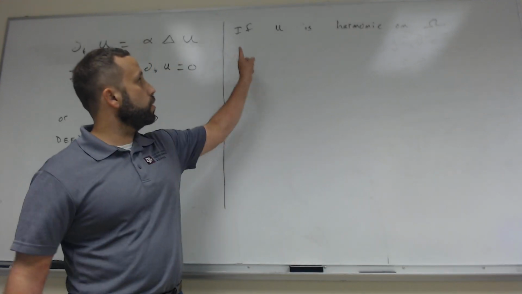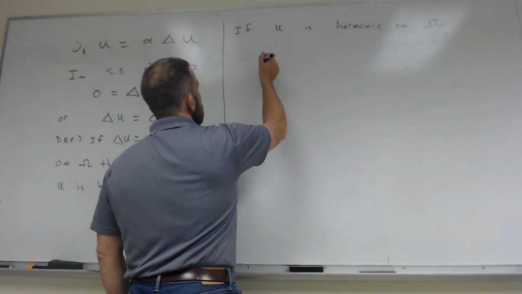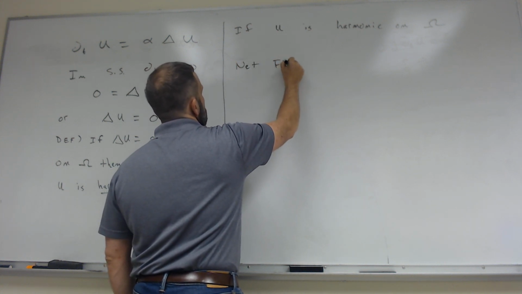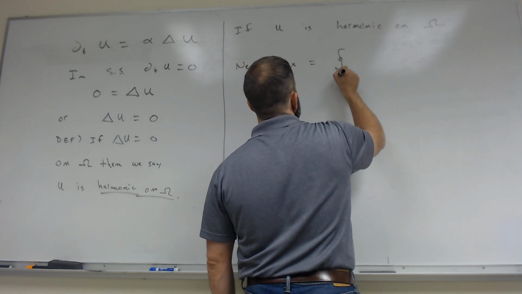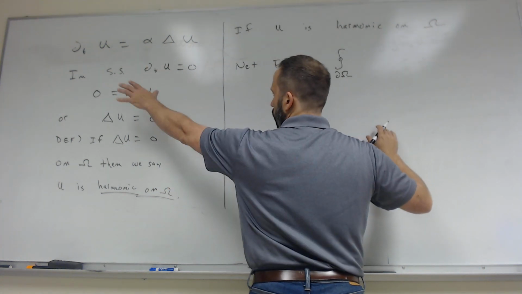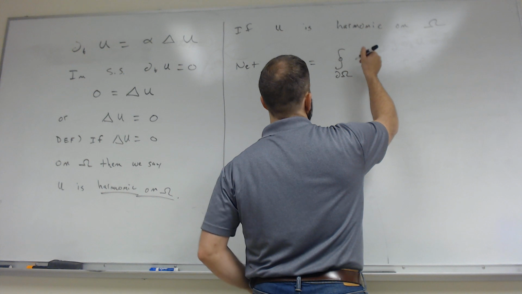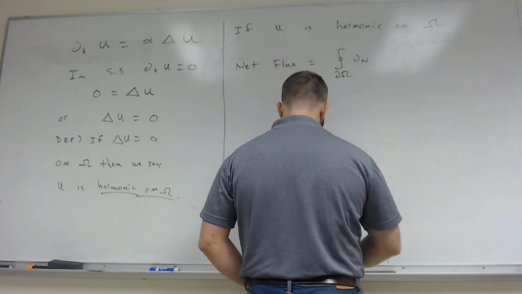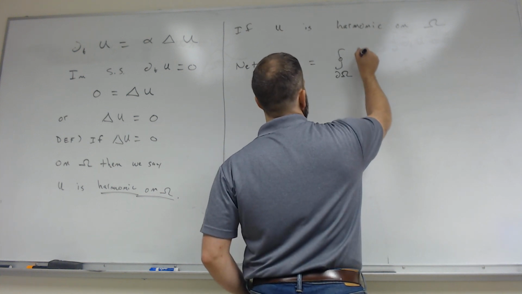At any rate, so if U is harmonic on omega and we're assuming that it satisfies Fick's law, then the net flux is going to be equal to the line integral around the boundary of omega. I don't know why I put it over there. I thought I had an omega drawn over there. It's going to be the line integral around the boundary of omega of the normal derivative. Well, so let me just write it like this. It's going to be the flux.